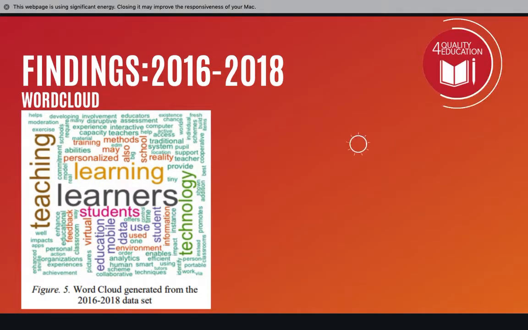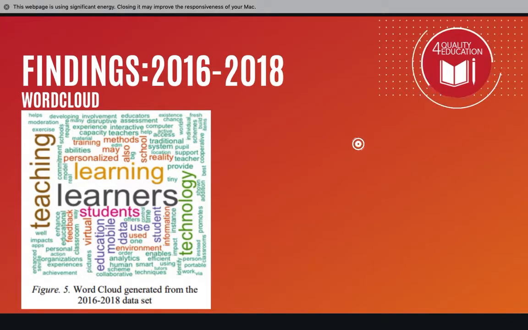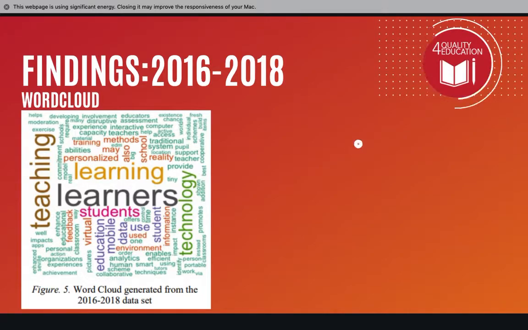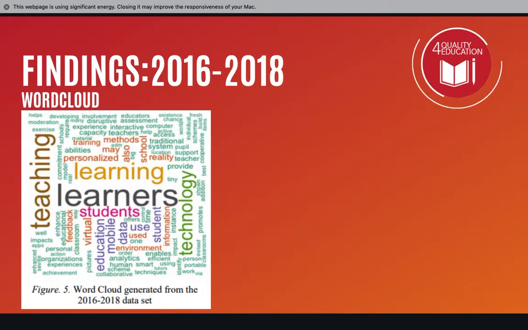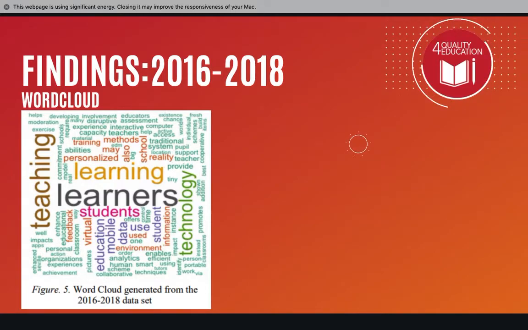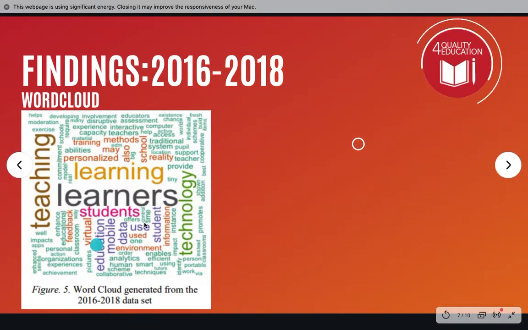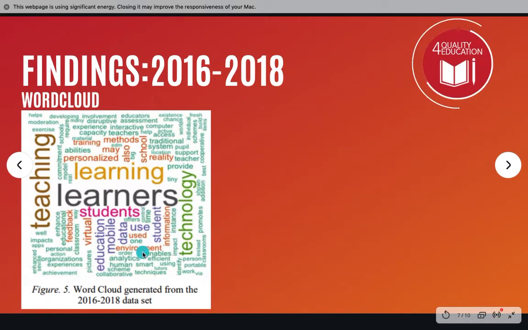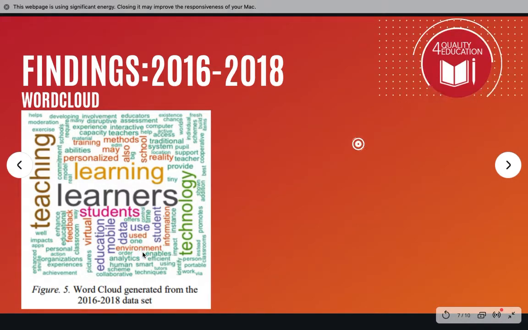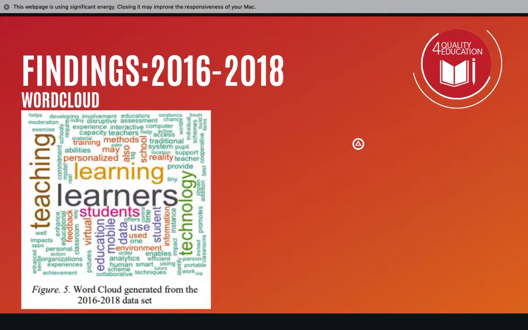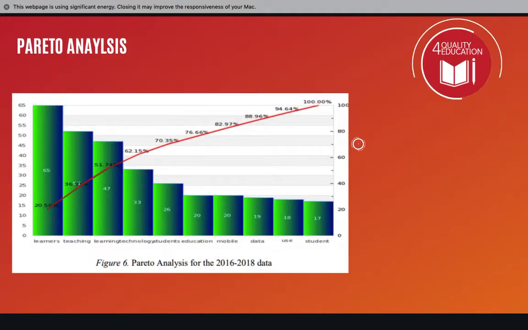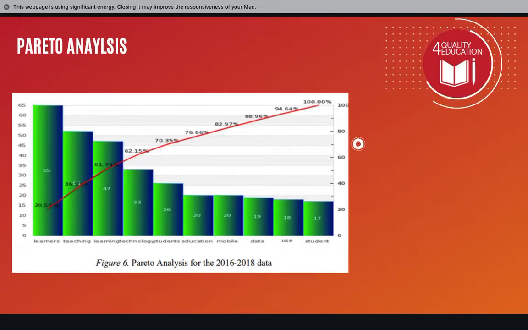The next slide displays the word cloud during the range of 2016 to 2018, where you can see the words in bold with the highest frequency: learning, learners, teaching, students, technology, and so forth, which are the most impactful with regard to the disruption. The Pareto analysis on this page appears to show a shift to student-centered learning and technology as assistive.